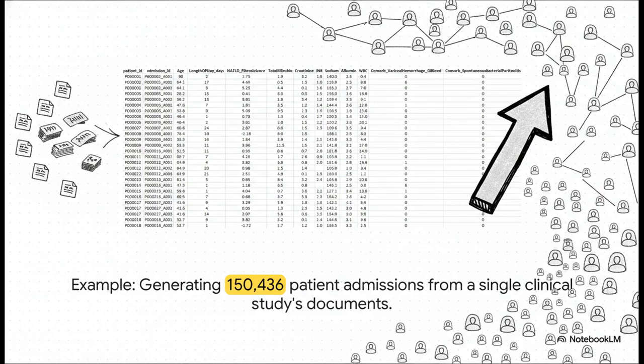And the scale here is, well, it's just wild. Check out this example. The system took the documents from a single clinical study, one that originally had about 5,000 patient admissions. And from that, it generated a high-fidelity synthetic dataset with over 150,000 admissions. So it's not just recreating the data, it's expanding on it in a statistically valid way.